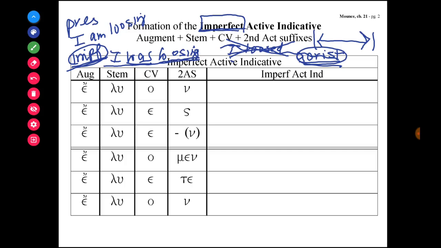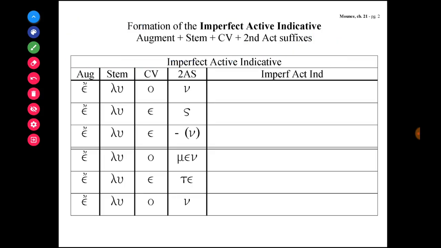Now, how do I form the imperfect indicative? Let me clear the board a little bit. The imperfect indicative is formed by adding a prefix to the stem. So this is something new. You're actually adding, for the first time, something in front of the stem of the verb.